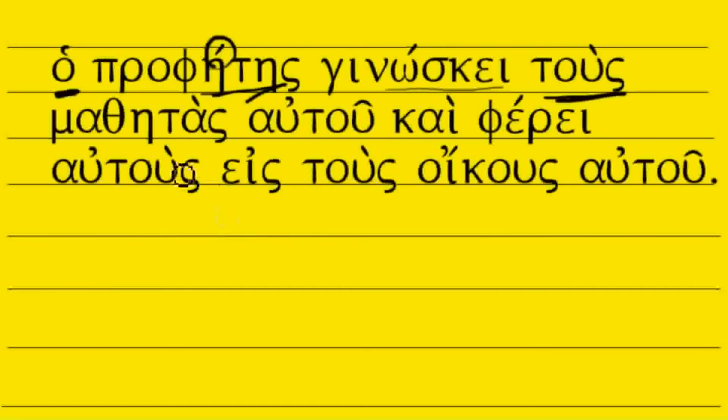Tous mathetas, again masculine noun, but it happens to be a masculine noun of the first declension. Tous mathetas, the disciples, autou, of him. This, of course, is the third person pronoun, so the prophet knows the disciples of him, or his disciples, kai, and phare, leads, ferries them, leads, autus. This is accusative, plural, masculine, leads them, referring back to the disciples, leads them, autus.